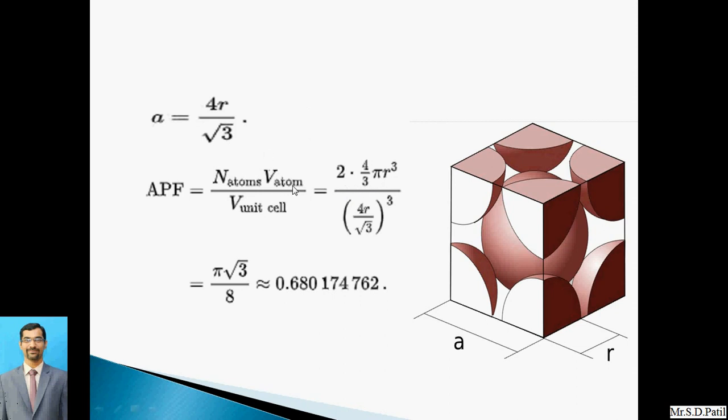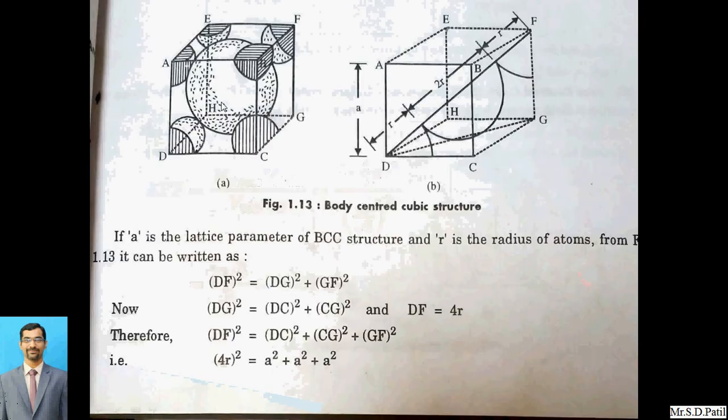Then the volume of the atom is again the same, 4 by 3 pi R cube, because we are considering the volume of this particular sphere. Now to calculate the volume of the unit cell, how the value of a is calculated, I will explain in the next slide.